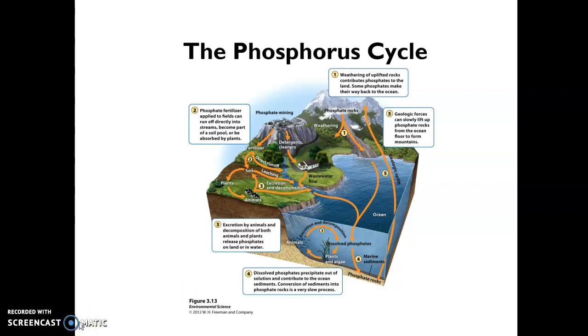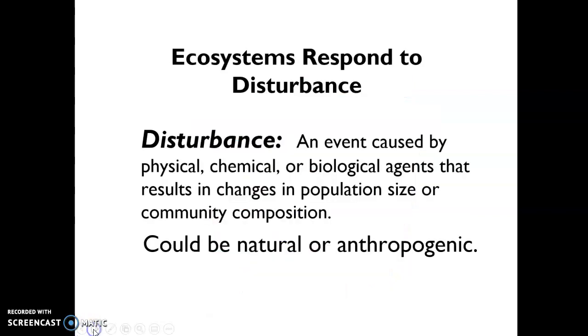So that's all I'm going to say about biogeochemical cycles for now. We're going to look briefly at disturbances of ecosystems, both natural and human, and then we'll move on to another screencast on weather and climate. So briefly, we're going to look at the fact that ecosystems respond to a disturbance. A disturbance is an event in which a physical, chemical, or biological agent changes what lived there, the population size or the composition of the community.